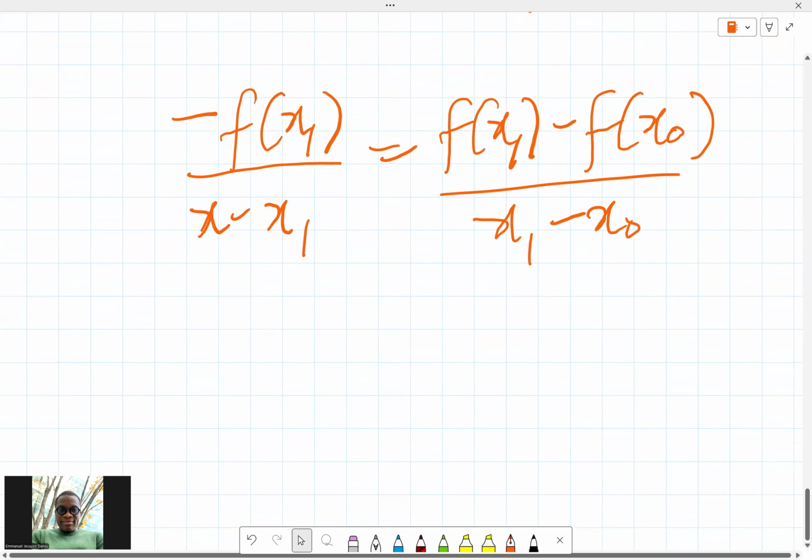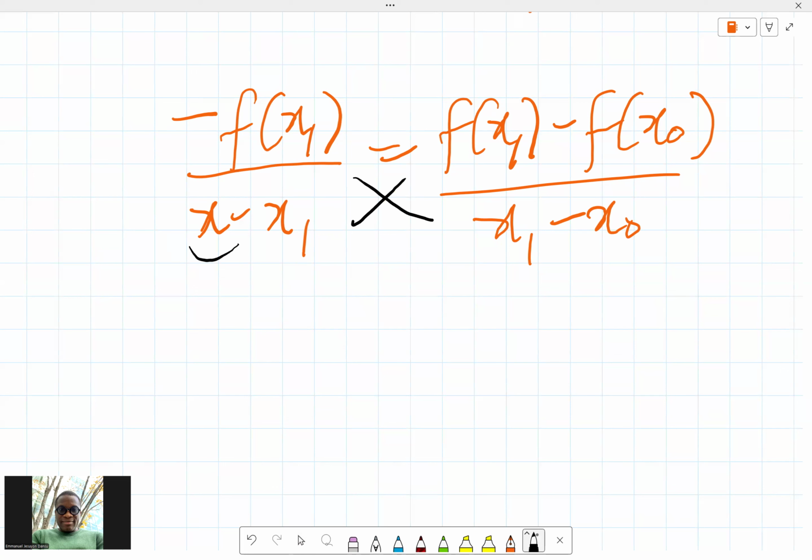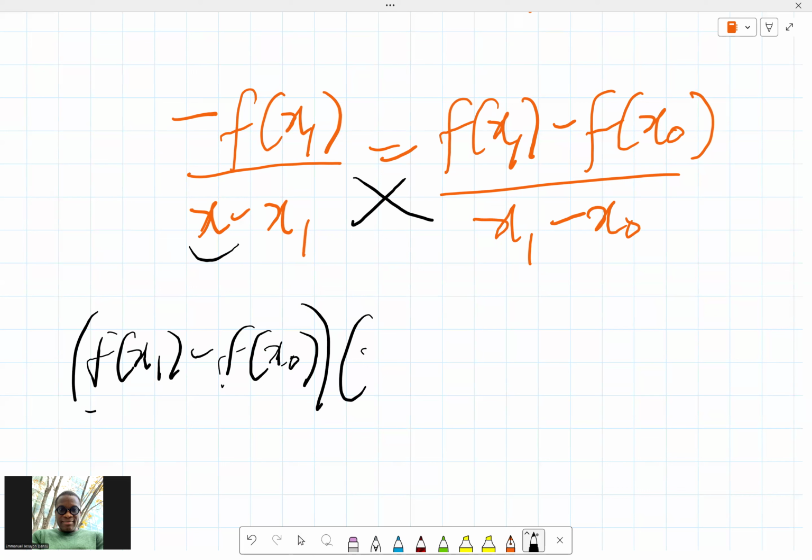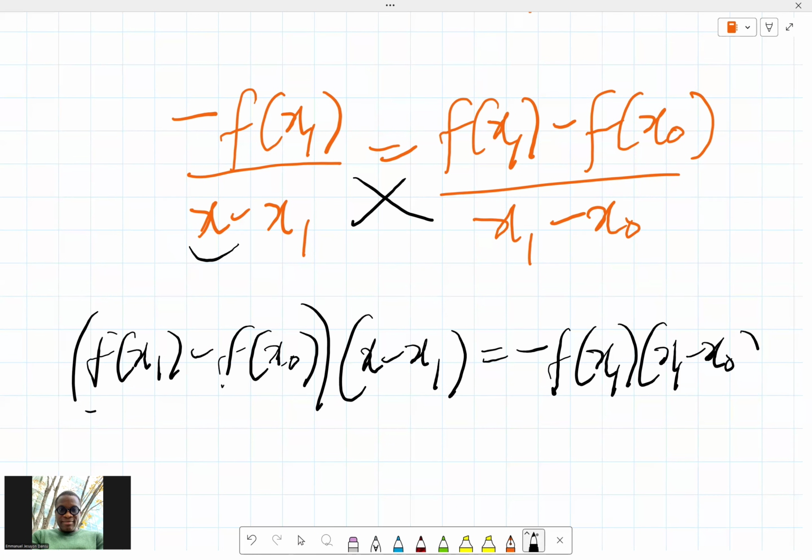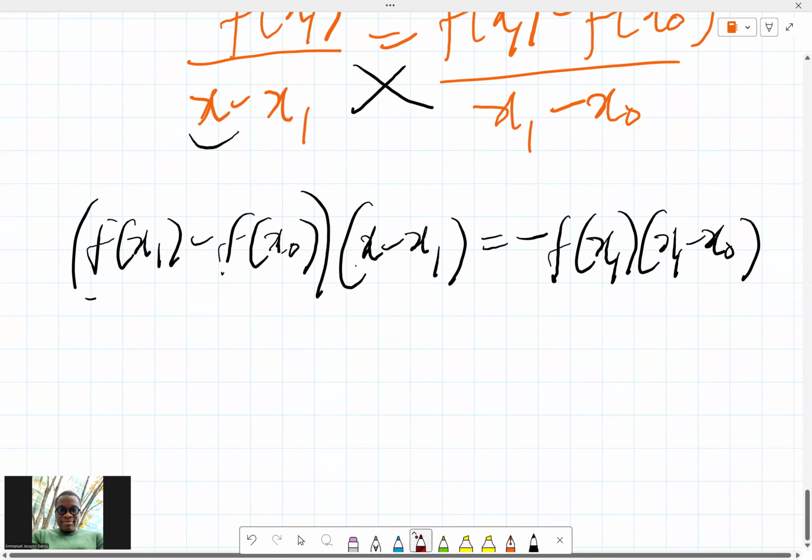So now all we need to do is to make x the subject of the formula. This x is what we are looking for. So now we can cross multiply. If this multiplies this, we have f of x1 minus f of x naught, all this into x minus x1, and that is equal to minus f of x1 into x1 minus x naught. Don't forget this is the x we are looking for.